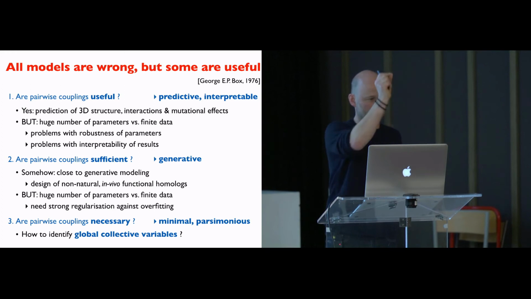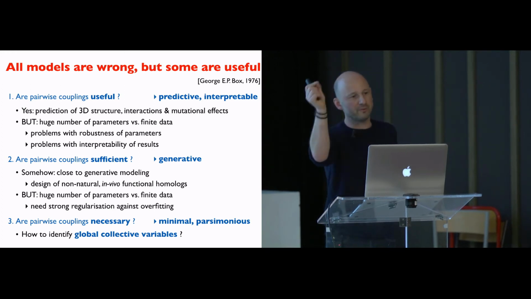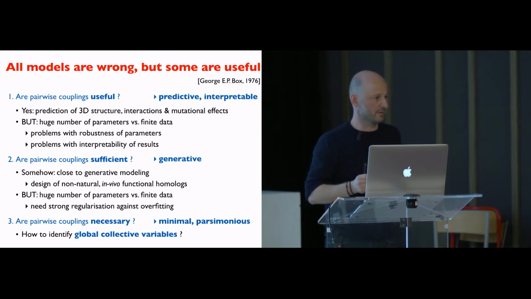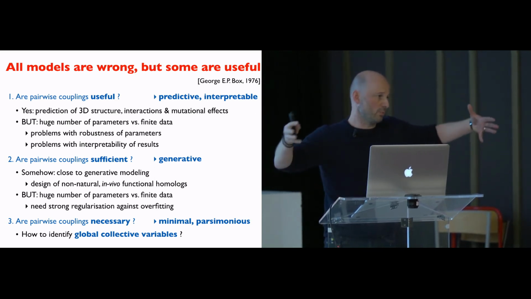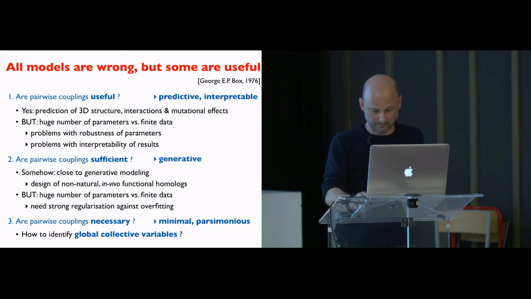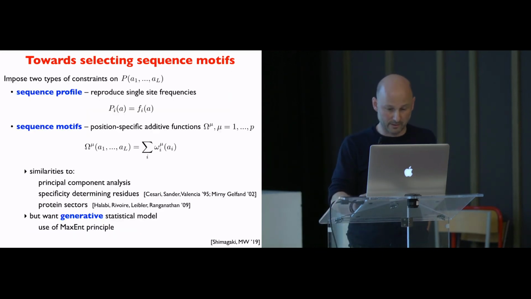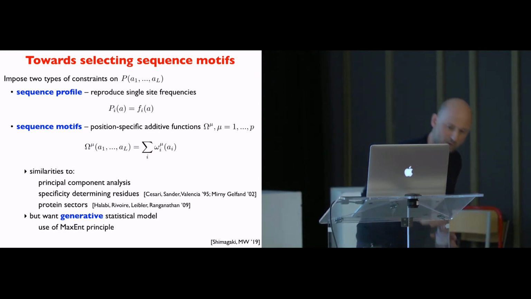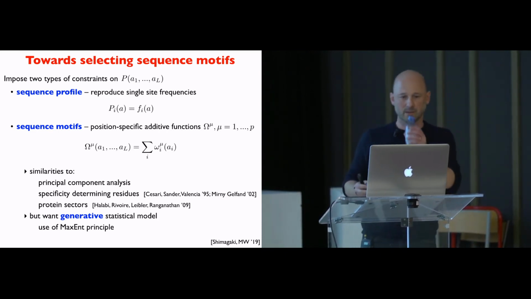One position, is there a histidine, yes or no? Two positions, are R and K co-occurring in these two positions? Can I do something which is a more global observable, something more collective, to reduce the number of parameters?